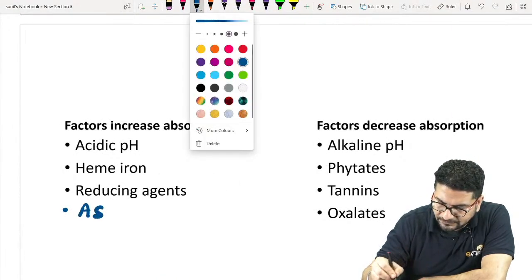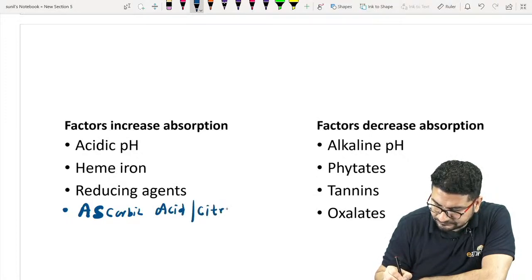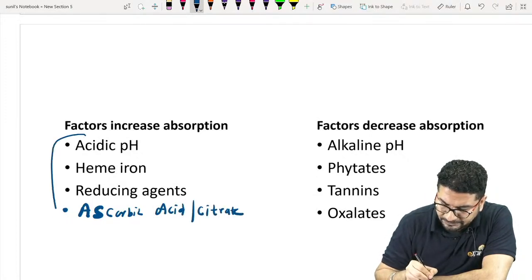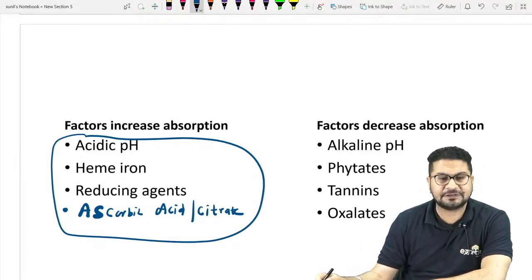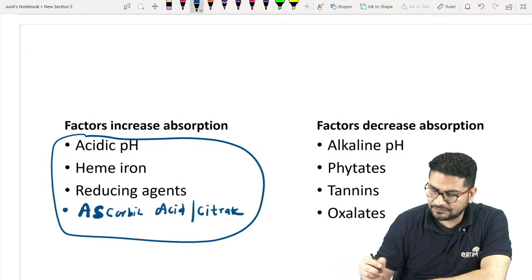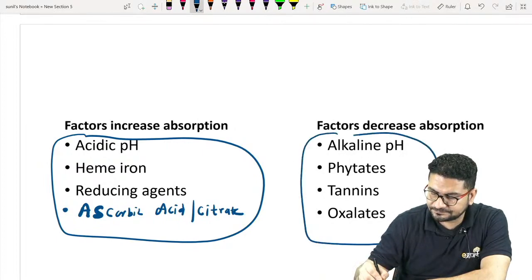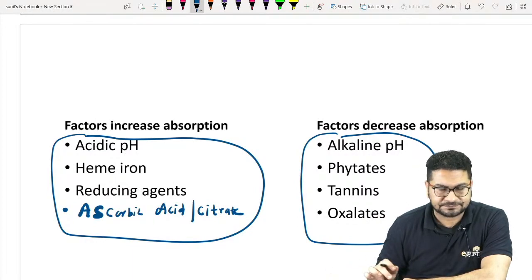Fourth one will be your ascorbic acid, or I can use the word citrate. So remember, acidic pH, heme iron, reducing agent, and citrate will increase iron absorption. Alkaline pH, phytate, tannins, and oxalate will decrease iron absorption.